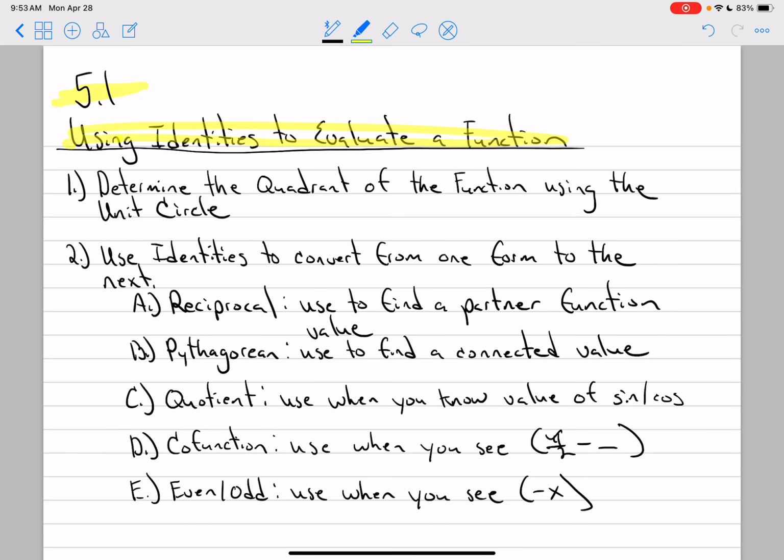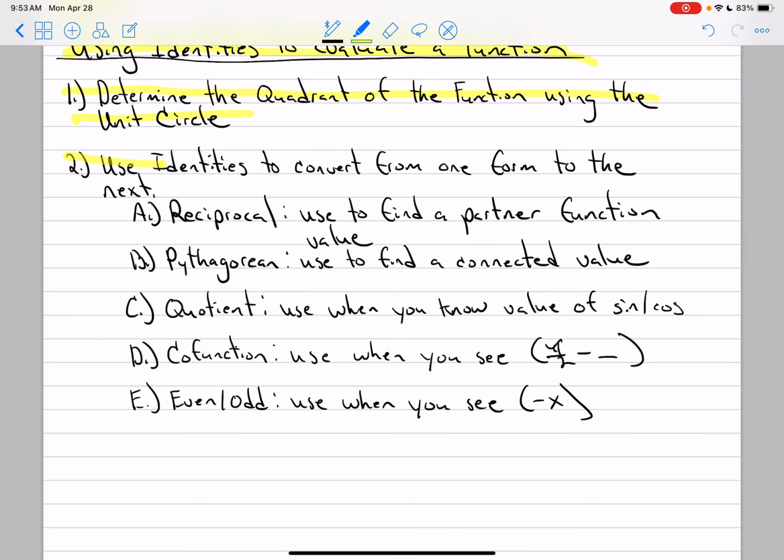5.1. All right, so this is how you use those identities yesterday to evaluate a function that you did for homework, actually. 1. First of all, determine the quadrant of the function using the unit circle. 2. Use identities to convert from one form to the next, all right? So things that you look at. Use those reciprocal identities to find partner function values. So if you know tangent, you can figure out cotangent. You just got to flip it.